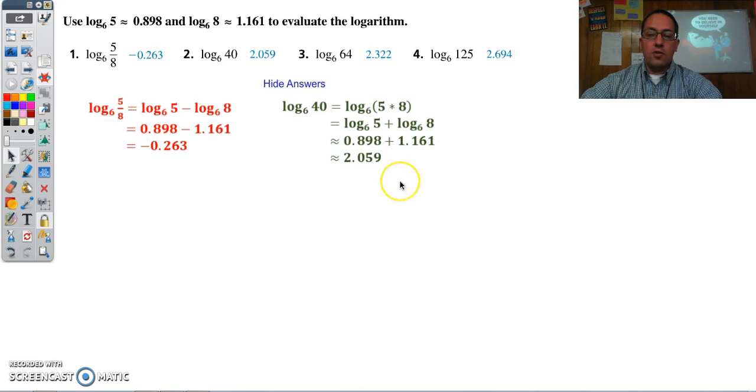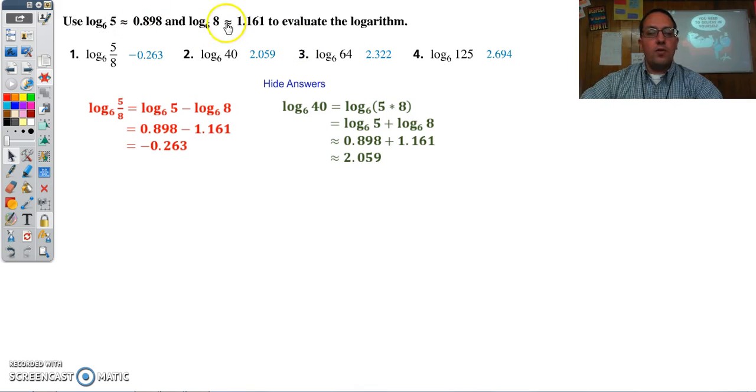And so this is going to be the product property. So log base 6 of 5 plus log base 6 of 8. Substitute in the numbers that we know for the logarithms that we know, and add them up. And we get 2.059.